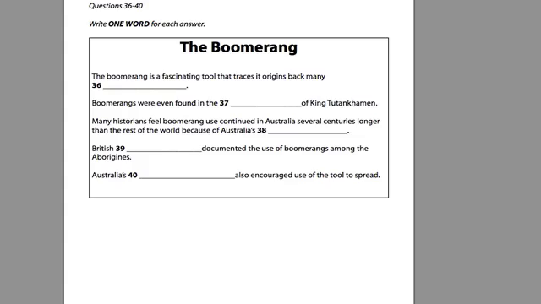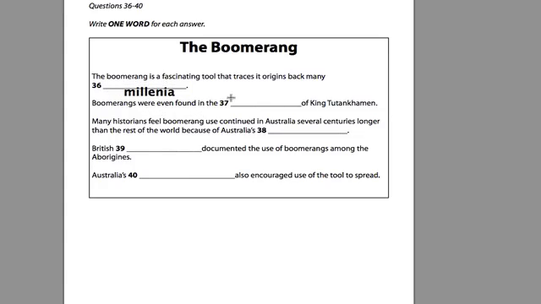Okay, that's the end of the listening. So, one-word answers: traces its origins back many, and I believe he gives the example of thousands of years ago. So this would be many millennia, the single word that would mean thousands of years.